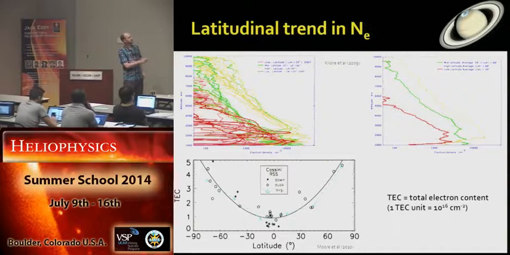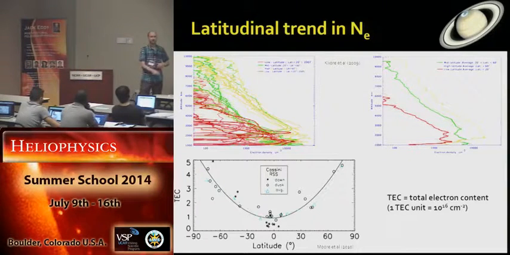So TEC versus latitude, and here are the points. You see there's a very clear trend with latitude where the minimum electron densities are observed near the equator and the largest densities are observed at high latitudes. In fact, this is opposite to what you would expect from solar photoionization because the sun is overhead at the equator. So the peak of the photoionization is at the equator, and the minimum production from photoionization is at higher latitudes. So it's the exact opposite trend.